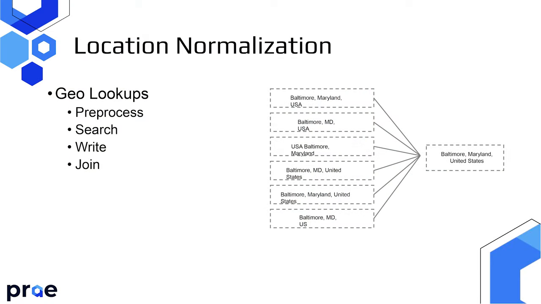The next is location normalization. This is a big issue that we still deal with and are working on. If we go back to the freeform text nightmare, you'll see there are like 6 different permutations of the city, Baltimore, Maryland. And the goal is to get these all down to one normalized location.